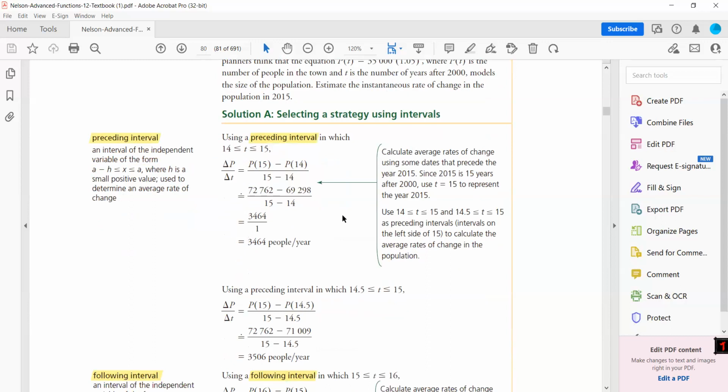Let's see the algorithm that they use. Calculate average rate of change using some dates that precede the year 2015, since 2015 is 15 years after 2000. Use t equals 15 to represent the year 2015. Use 14 and 14.5 as preceding intervals on the left side of 15 to calculate the average rates of change in the population.